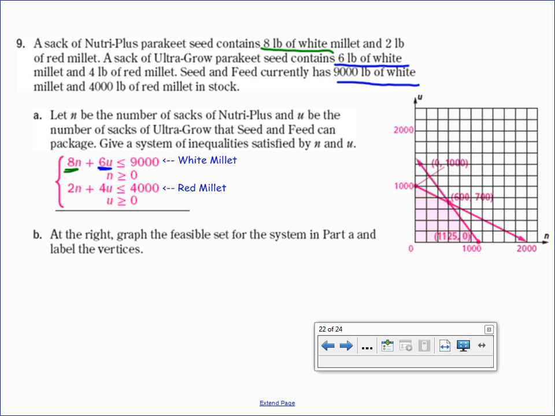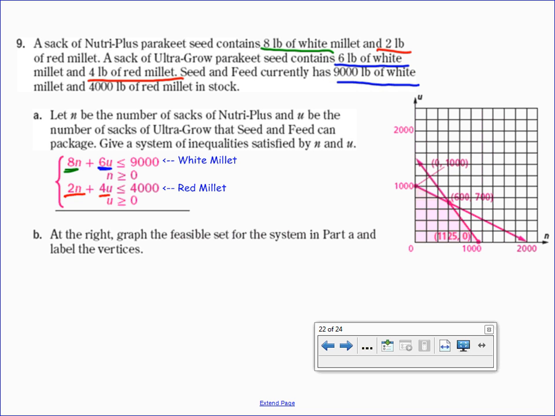Now let's do the red millet inequality. Red millet, 2 pounds for every NutriPlus. That's where my 2N comes from, right? Because every NutriPlus sack takes up 2 pounds of red millet. And then 4 pounds of red millet from every UltraGrow. That's where this came from. And how much red millet do we have on hand? 4,000. So we could package at most 4,000 pounds. That's why it's less than or equal to.